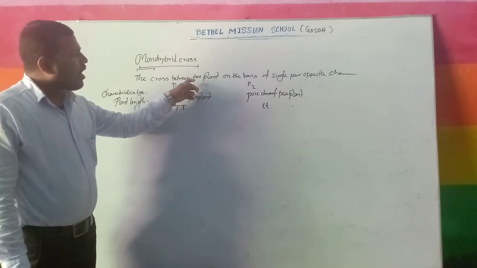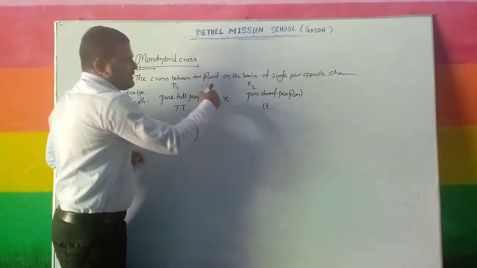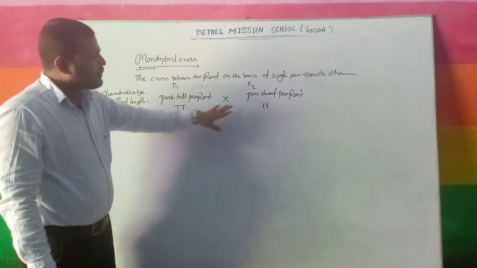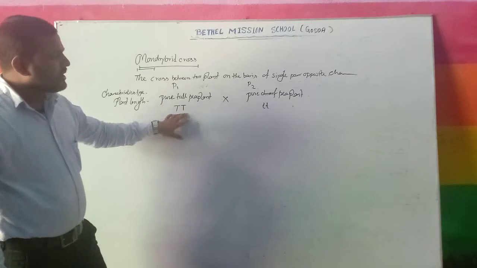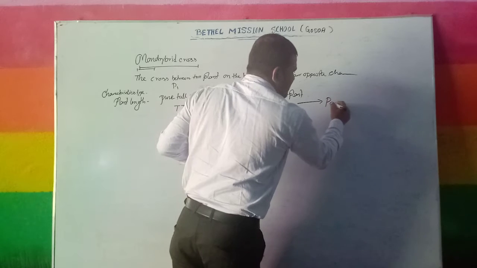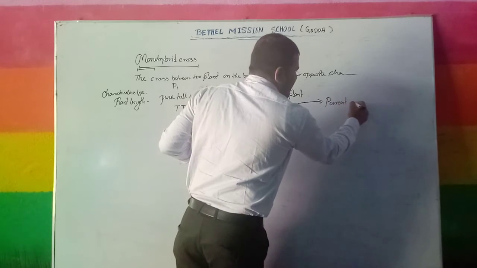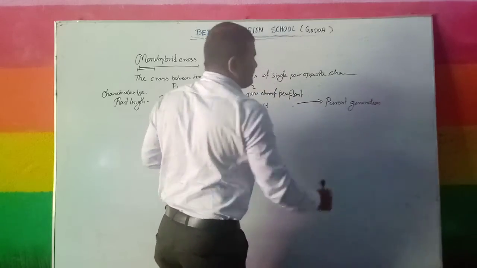Now, the cross between those two plants. These are the two plants, and this is the cross. This type of cross is termed a monohybrid cross. And the organisms involved in the cross are termed the parent generation, or P generation.